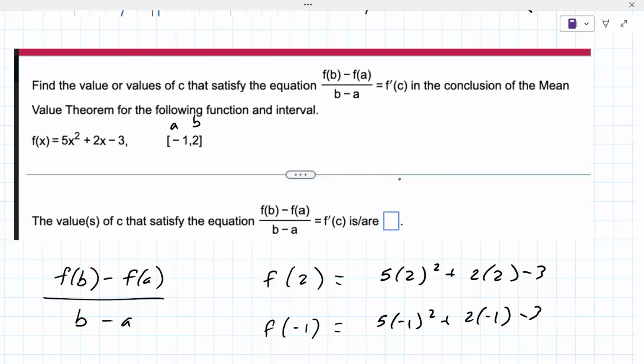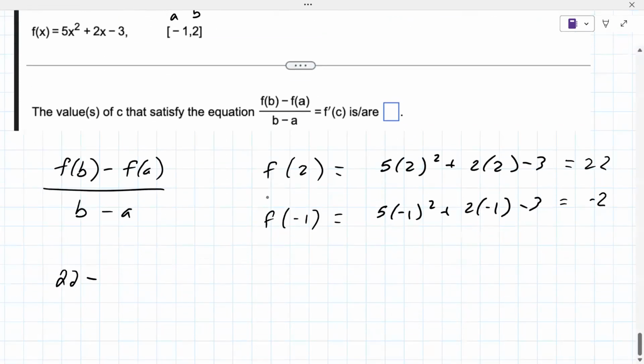The first one I got 22. Then I got -2. Okay. So that's the numerator. That's 22 minus a -2 over 2 minus a -1. So what does that become? 24 over 3. And then that's 6. No, 8. I'm sorry. Not 7. That's 8. Good. So that's the left side.